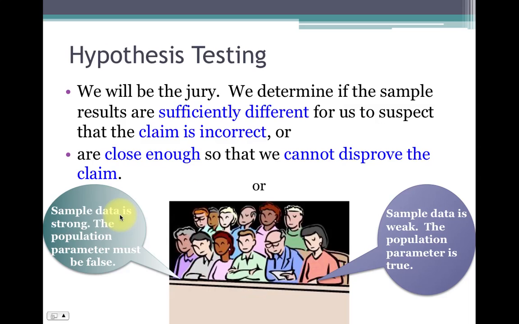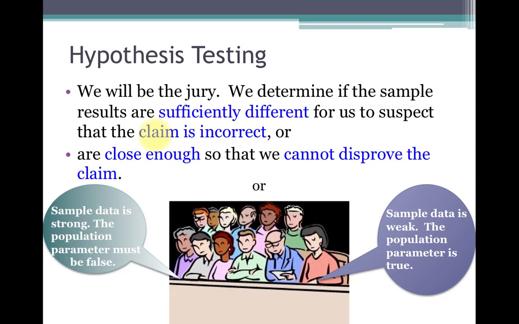So, we may come to the conclusion that sample data is strong, so the population parameter must be false, or we may come to the conclusion that sample data is weak, so the population parameter is true. If you consider the Gestamax example, the fact that the pregnancy length 268 was so far away from 266 on the bell curve, it was way off to the right, is sufficiently different for us to suspect that the claim is incorrect. In other words, the fact that Gestamax produces pregnancy lengths that are longer than average is a correct statement.